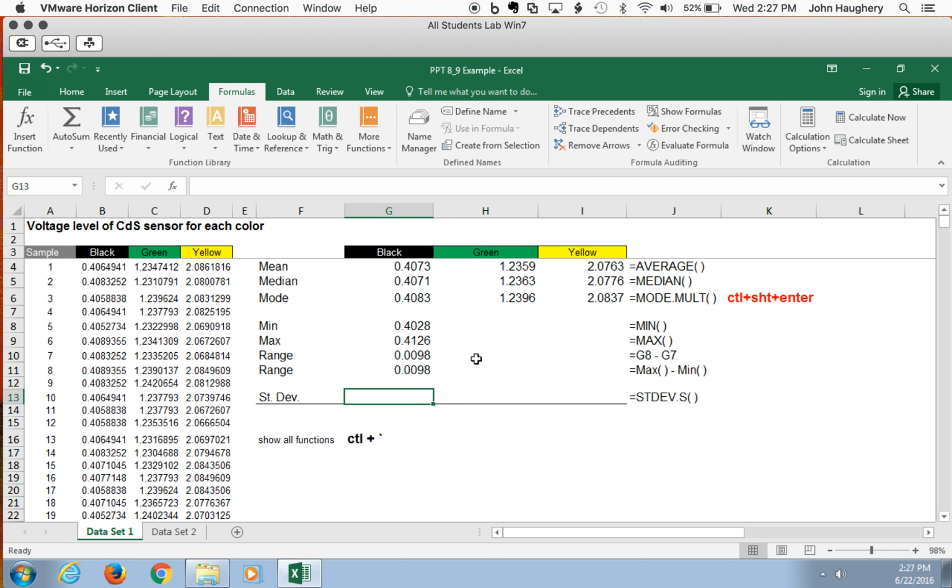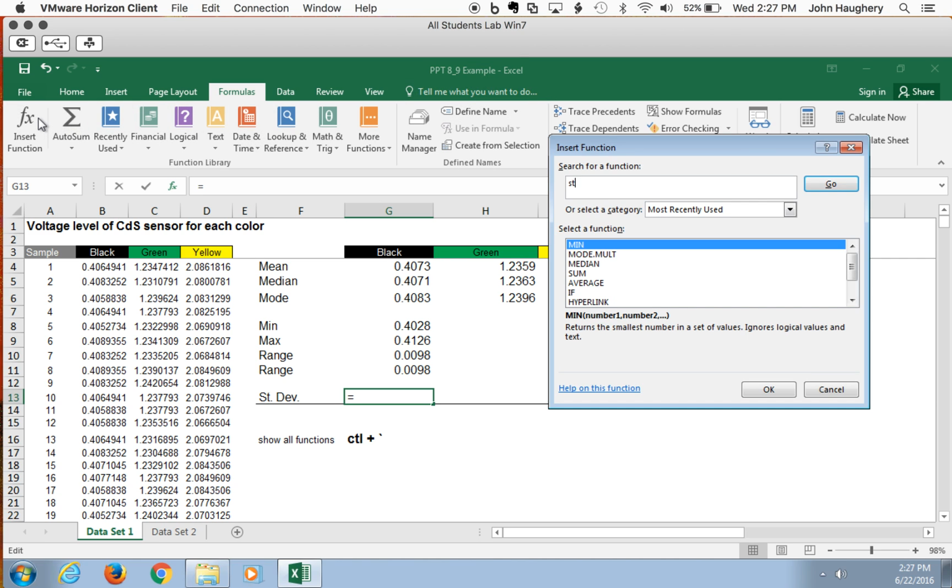Now we can calculate our standard deviation. And again, I'll go here and standard deviation. And I forget these things too after a while, unless you use them enough.